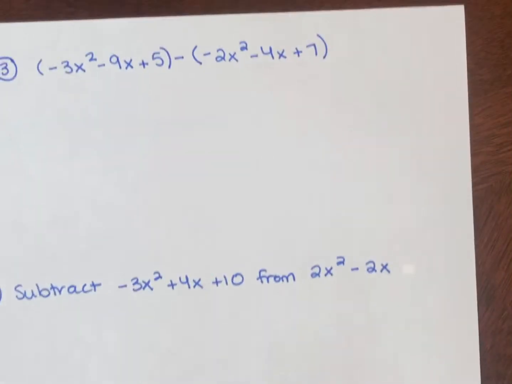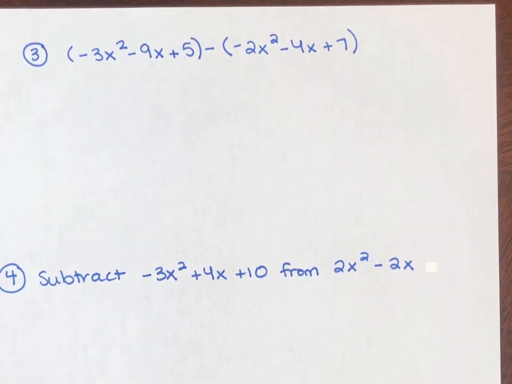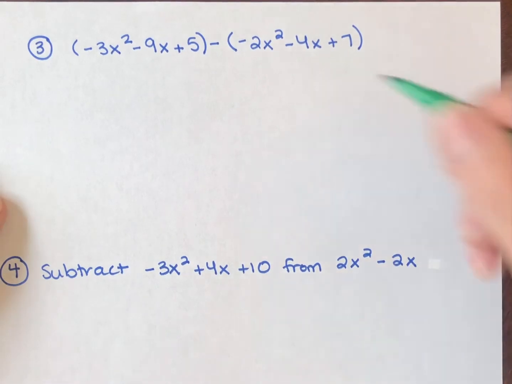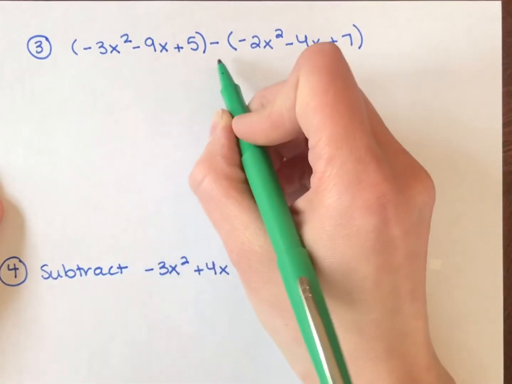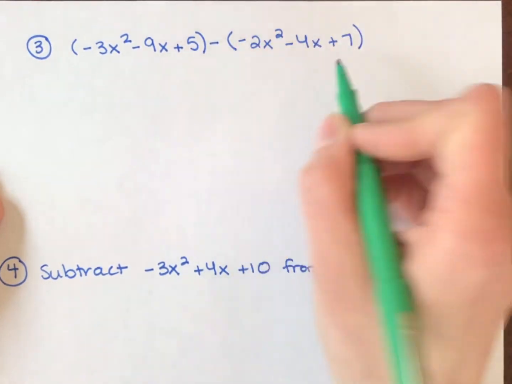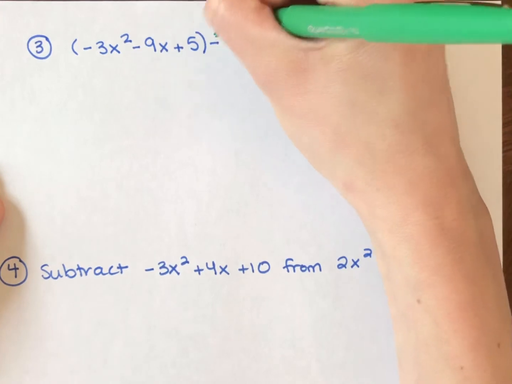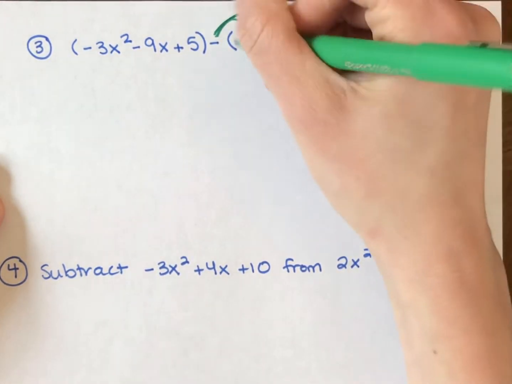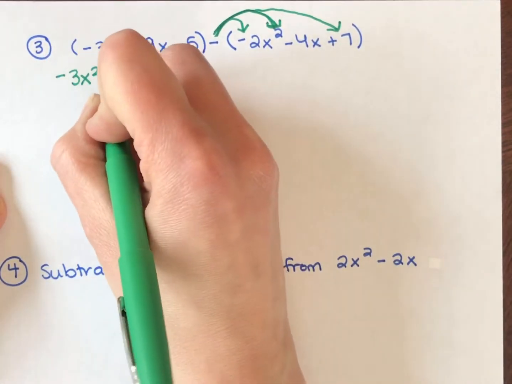Now what you want to be careful about is when we subtract polynomials. When subtracting polynomials, I need to do that second step where I distribute the negative to everything in the second parentheses. So if I have negative 3x to the second minus 9x plus 5 and I'm subtracting this entire expression, I'm going to distribute the negative to every term, and there are 3 terms in that second expression. I'm not going to change anything about the first expression.